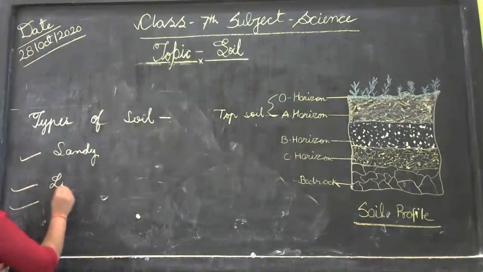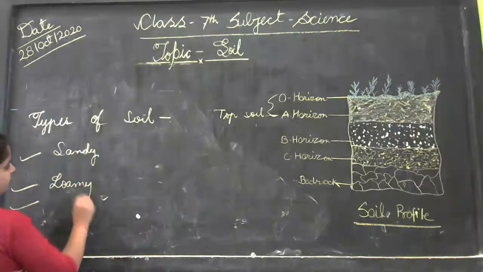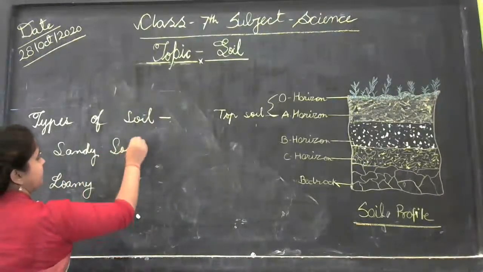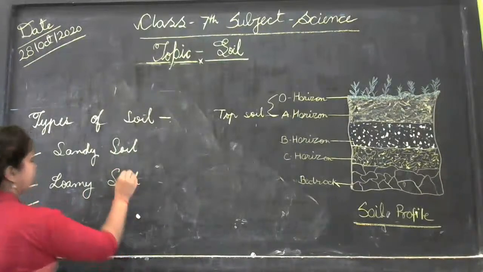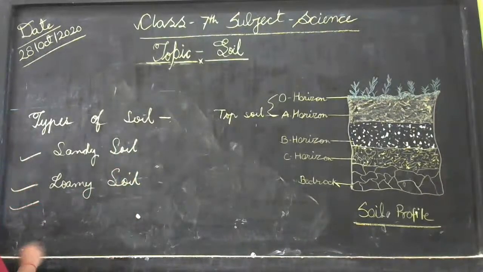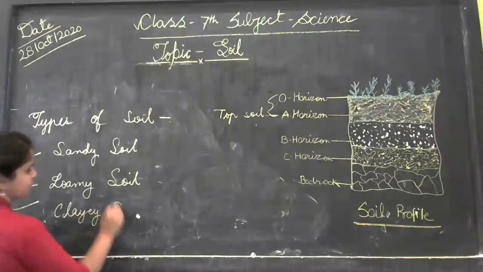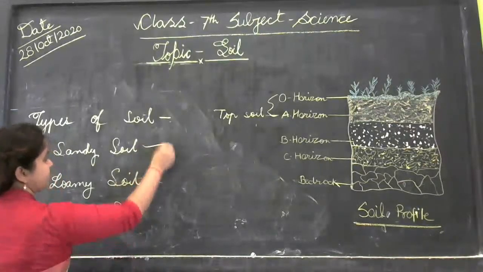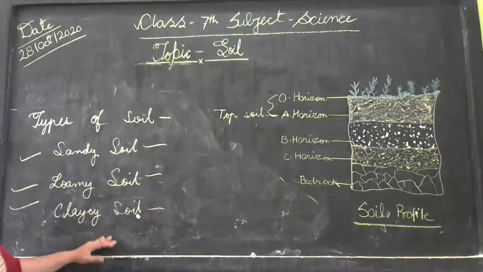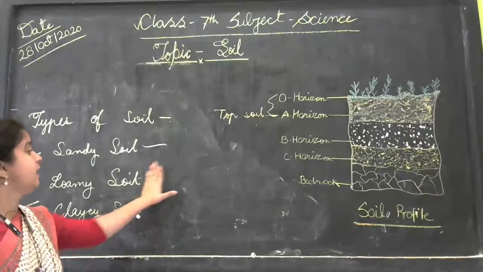next is your loamy soil, and after that there is clay soil. Okay, so these are the three categories, the three types of soil which are present in your book.